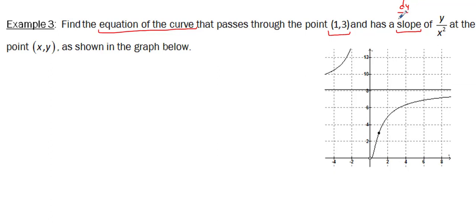They're saying dy dx is y over x squared. So the slope of all the tangent lines along that curve is given by the function dy dx equals y over x squared. They gave us an initial condition, or a condition, right? We need to find the antiderivative, use this condition to find c, and there's our function, or our equation. Okay, start off with your differential equation.